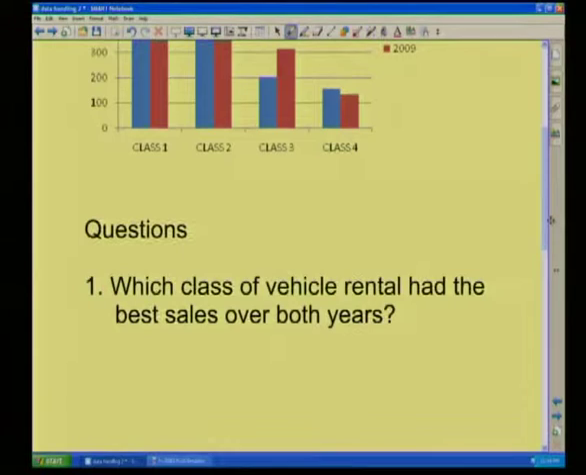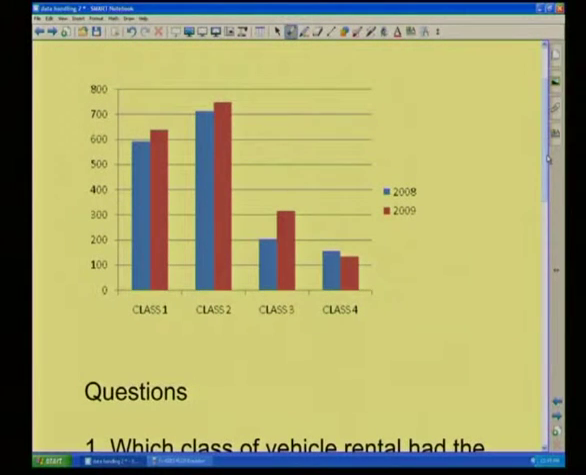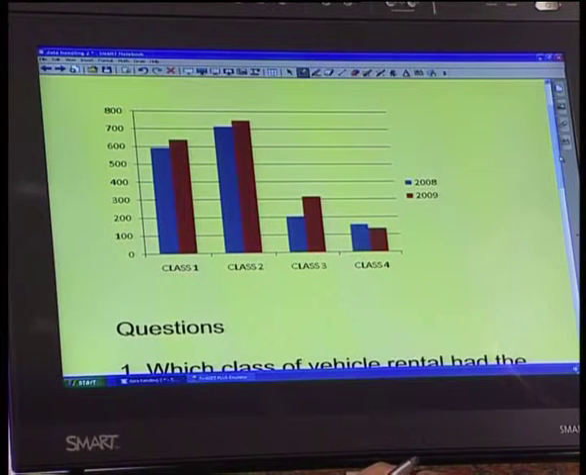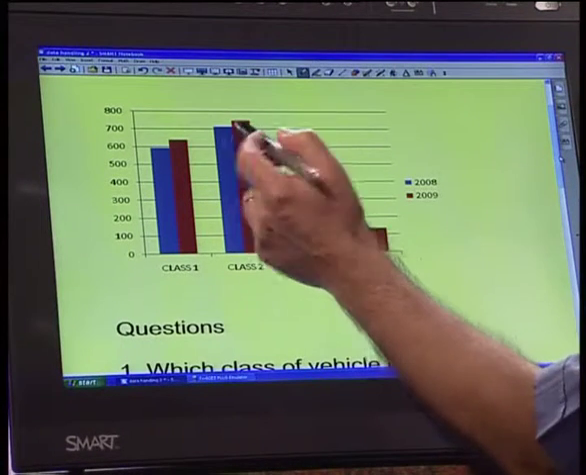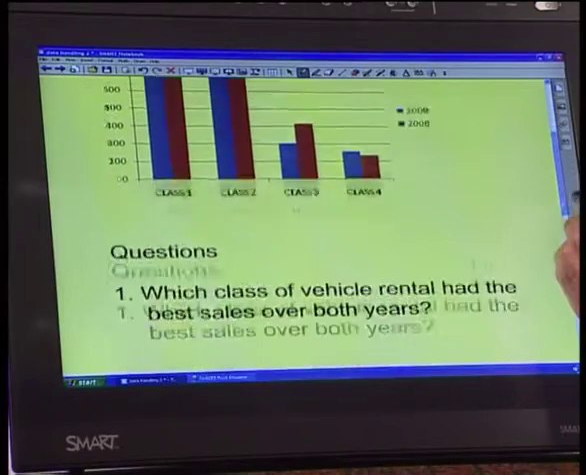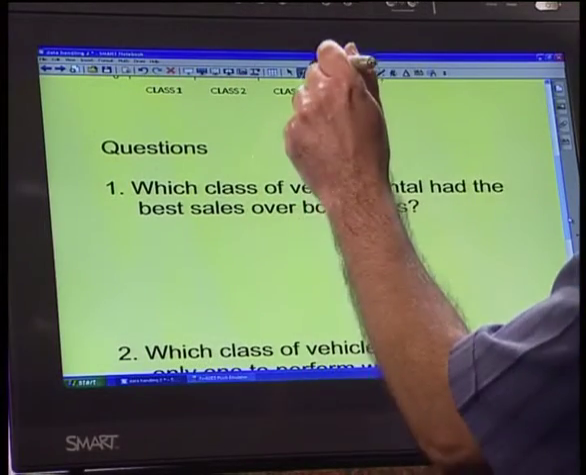Question number 1. Which class of vehicle rental had the best sales over both years? Well, because we've got this very nice picture here again, we can see straight away that Class 2 outsold all other classes every single time in both years 2008 and 2009. They had the highest reading, above 700, both times. So the visual representation makes it very easy to find the answer to the question. And we can simply say the answer to that is Class 2.